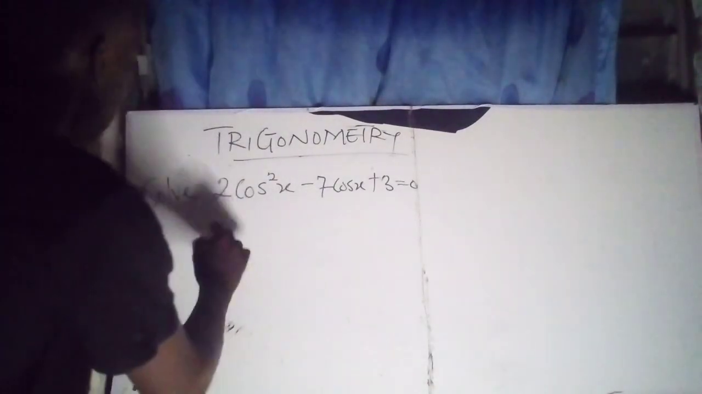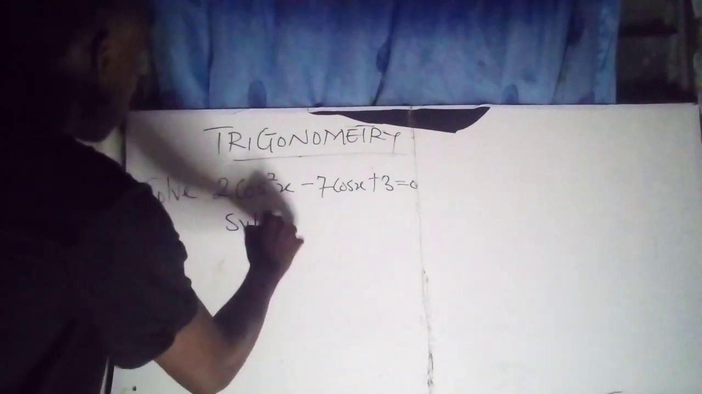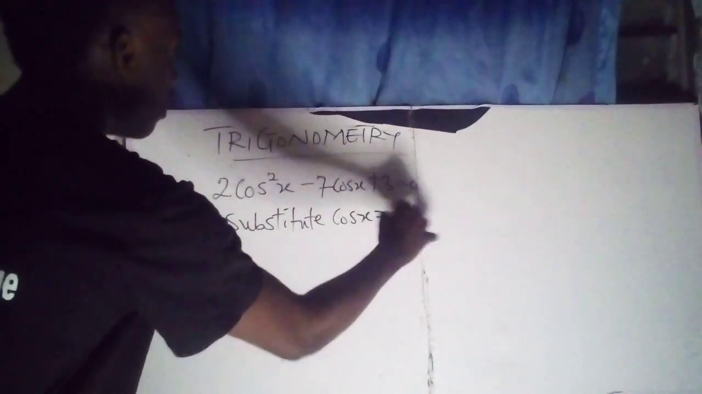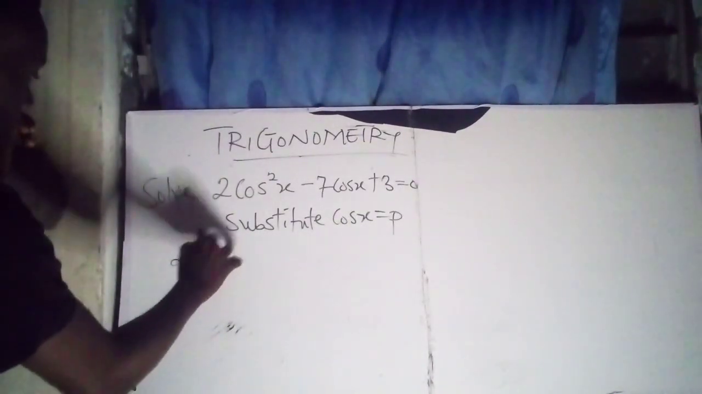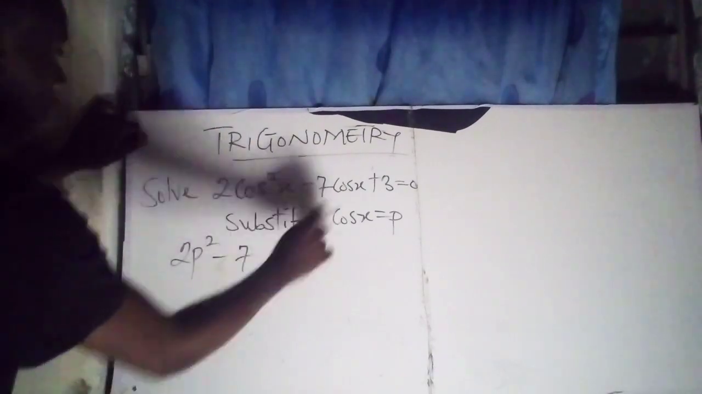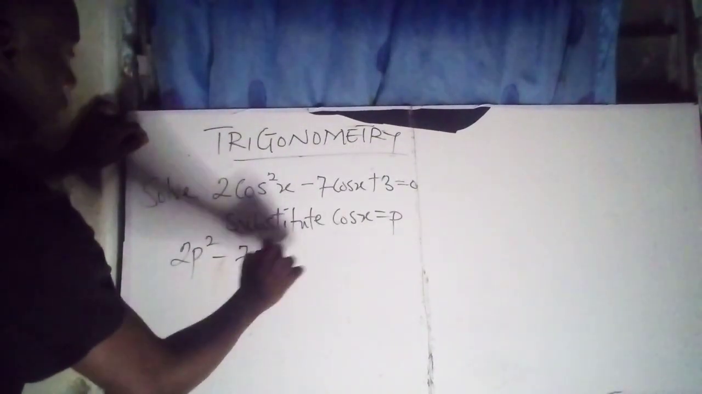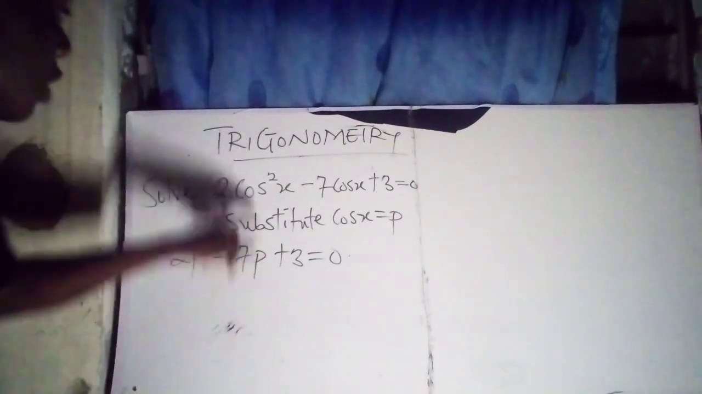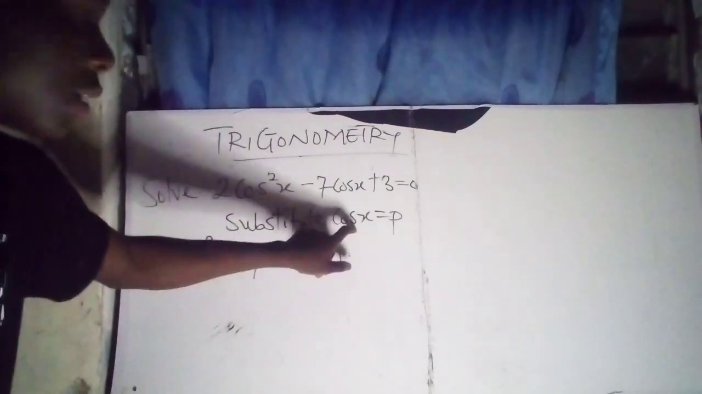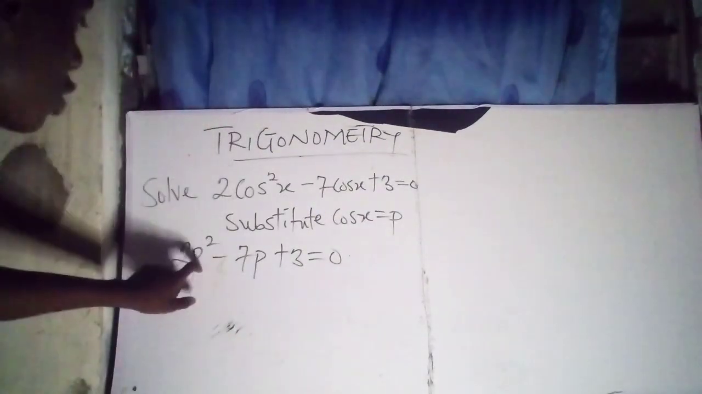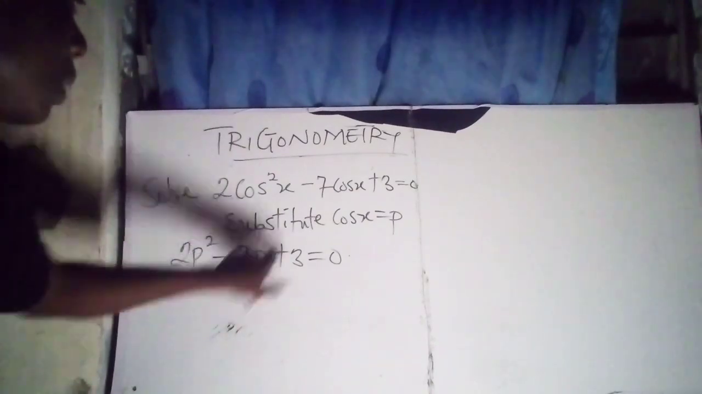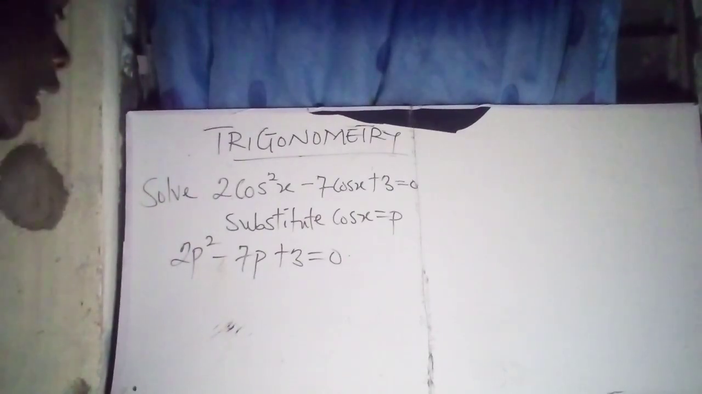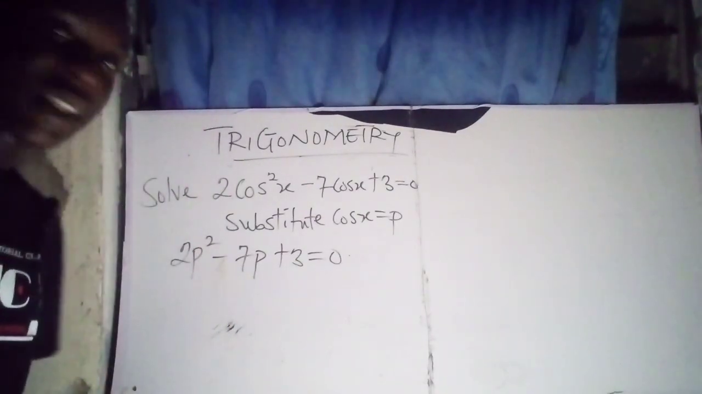So this is going to be, substitute cos x to be p. So this is going to be 2p all square minus 7, now this is cos x, so this is going to be p plus 3 equals 0. Okay, so this is cos square x, and I have cos x equals p, so definitely this is going to be what? p square. Then I have my p here, which is cos x equals p. So I have a quadratic equation. Now I will solve this quadratic equation.